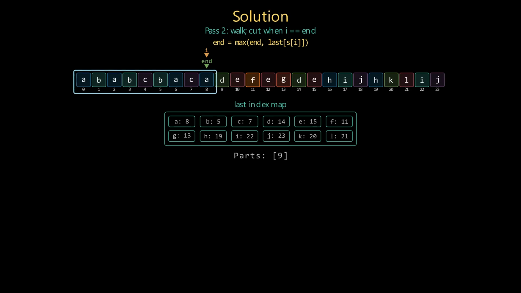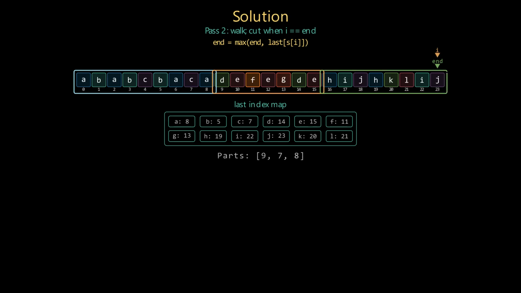Now i meets end at index 8, so we cut the first partition. Its length is 9. Again, i meets end at index 15. Cut the second partition, length 7. Finally, i meets end at index 23. Cut the last partition, length 8. 3 partitions of length 9, 7, and 8.